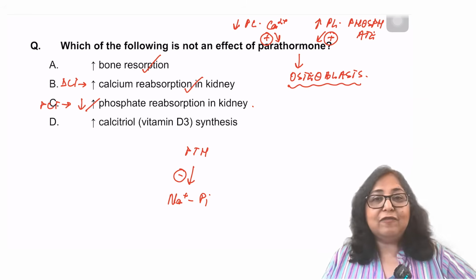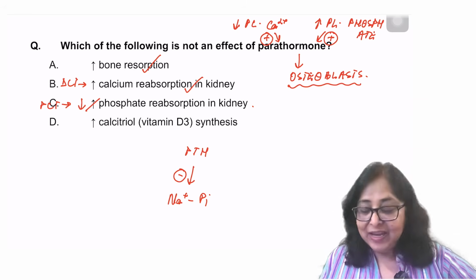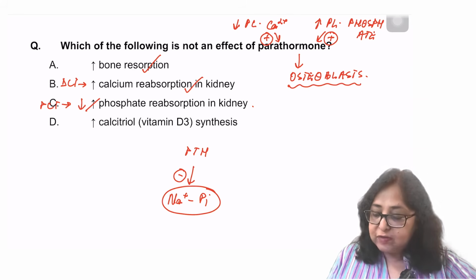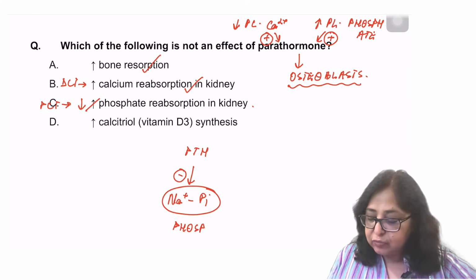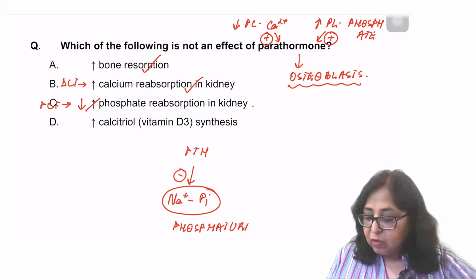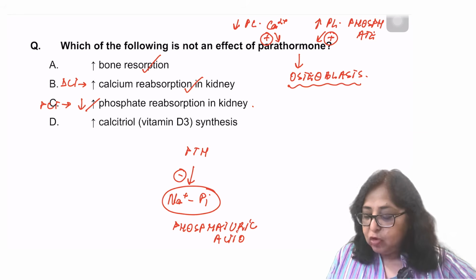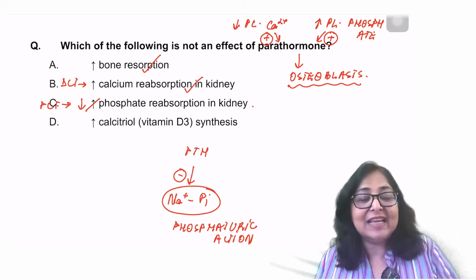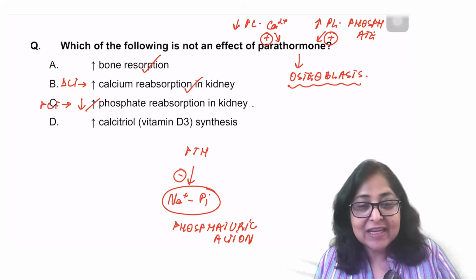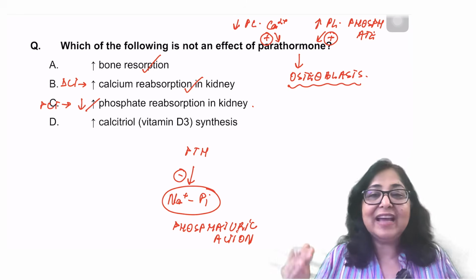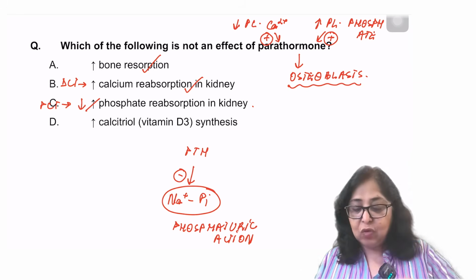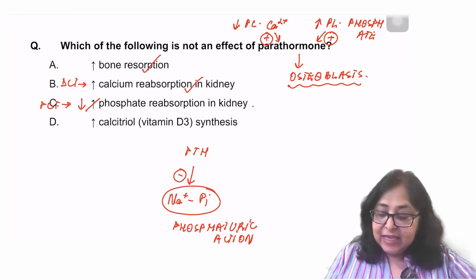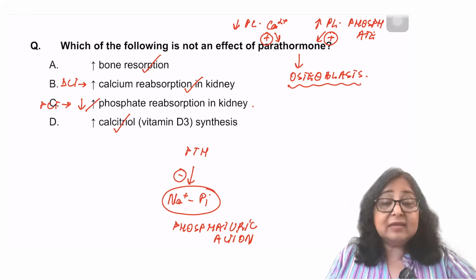Inorganic phosphorus and phosphate are the same things, right? So it inhibits the sodium inorganic phosphorus co-transport. This is called a phosphaturic action of parathormone. Parathormone reduces sodium inorganic phosphorus co-transport. In other words, it decreases the reabsorption of phosphate. So it increases the urinary excretion of phosphate. That is called a phosphaturic action of parathormone. Does it increase calcitriol synthesis?